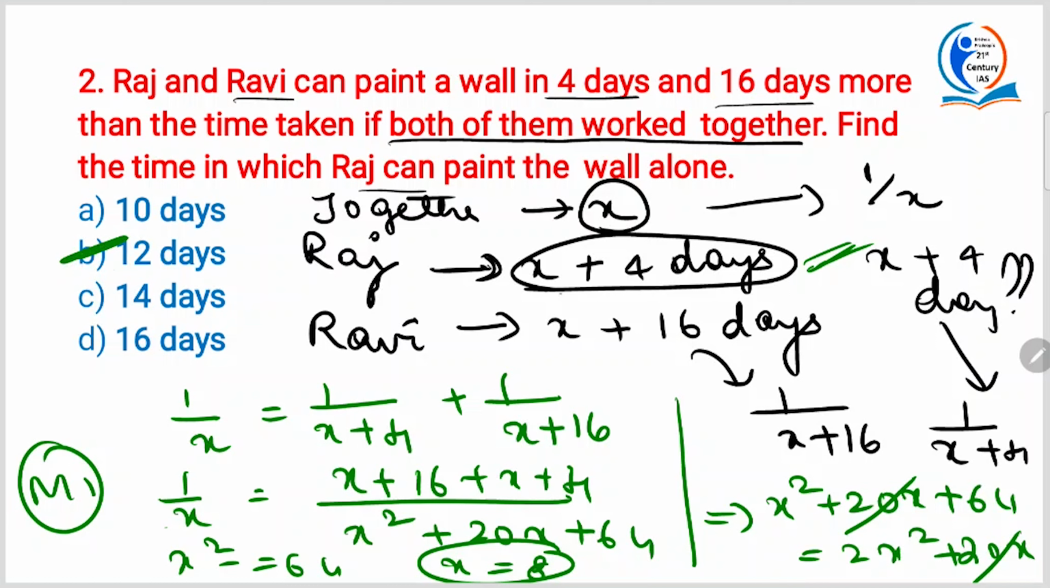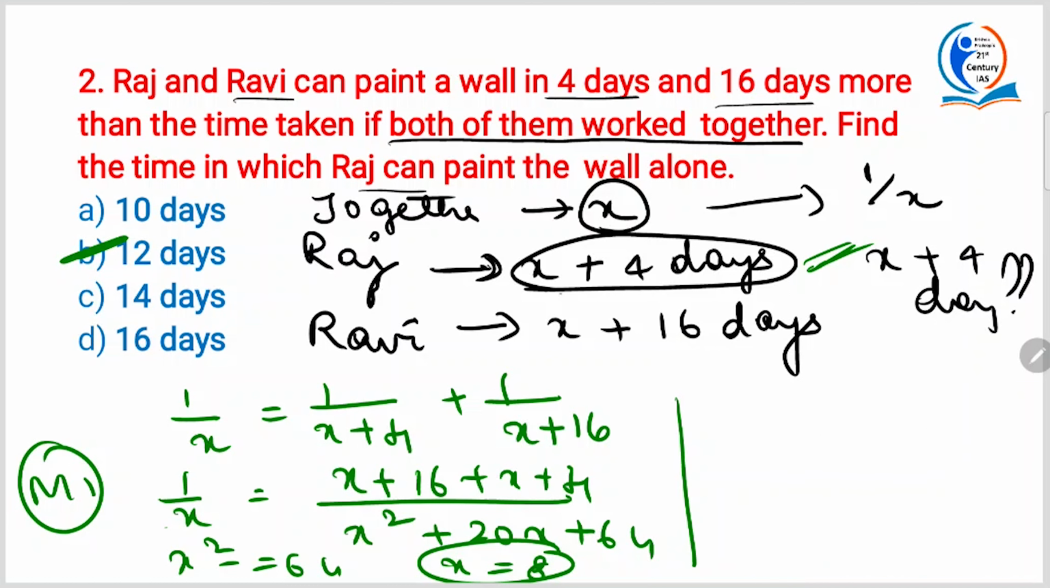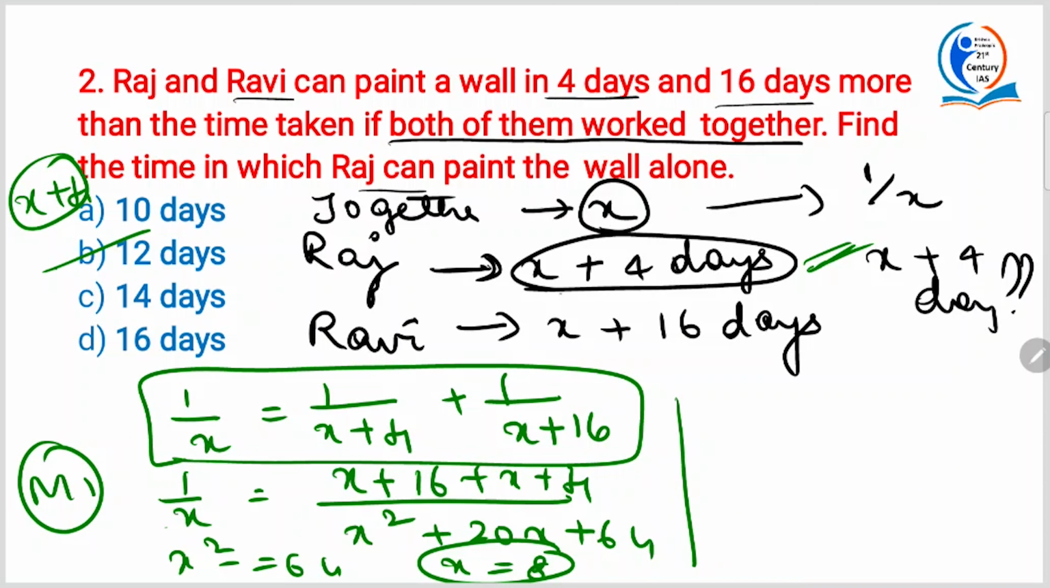Now method 2 is by observing the options. These are all what? These are all x plus 4 values, right? So you need to understand one thing, that if these are x plus 4 values, then what are the values of x?